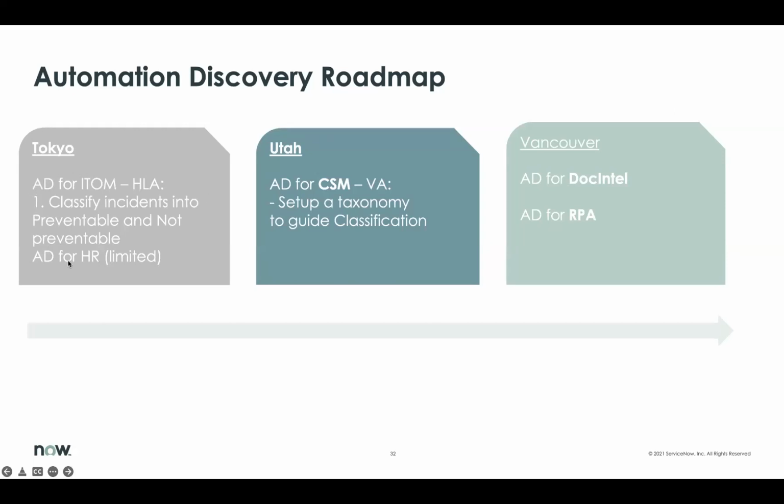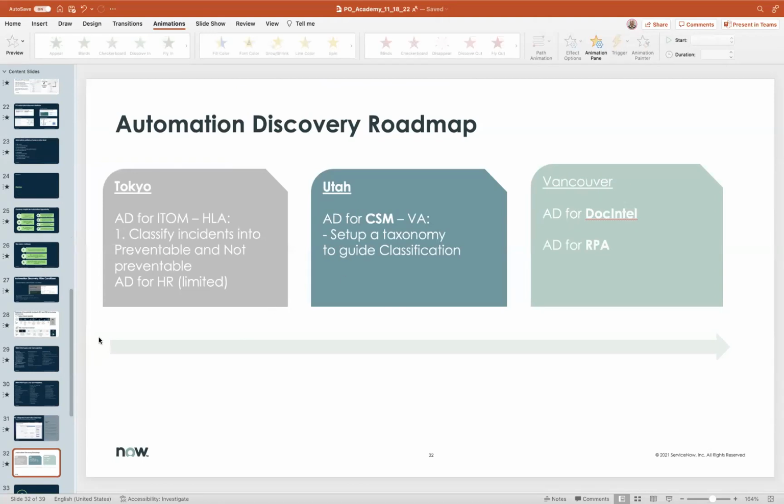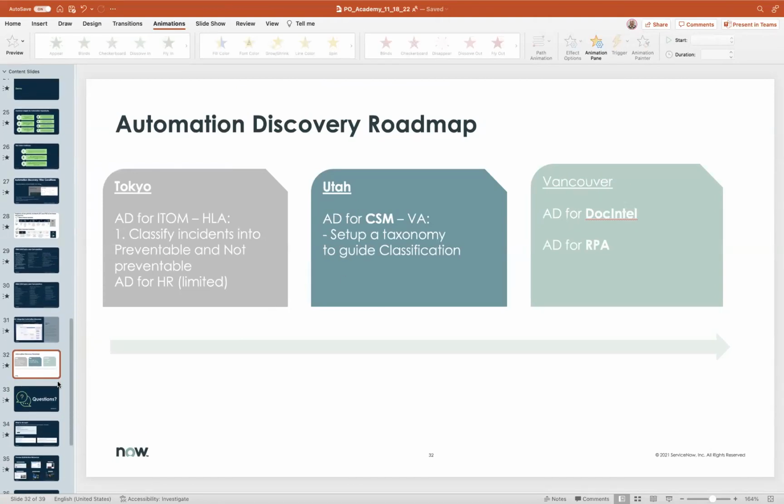So, as I said, we have it for today, even before Tokyo: automation discovery for virtual agents. ITOM discovery came in Tokyo. And then in the Utah release, we are working on adding those taxonomy and the rest of the pieces for CSM. The goal is to deliver hyperautomation on one single platform.